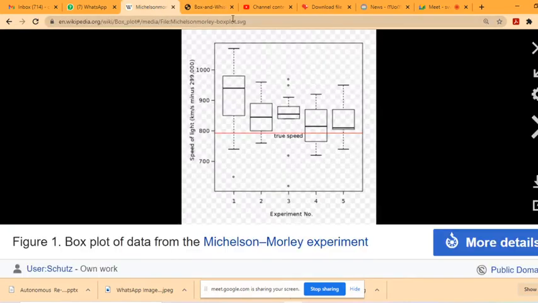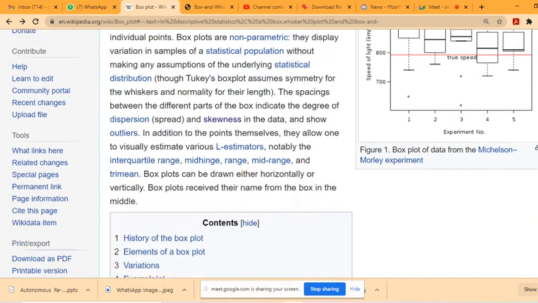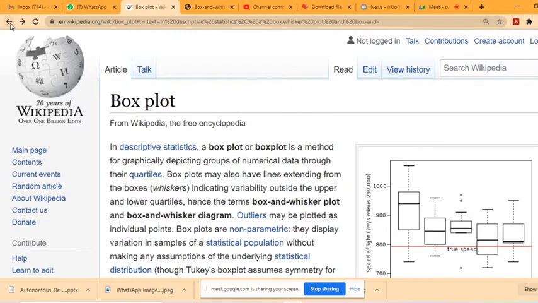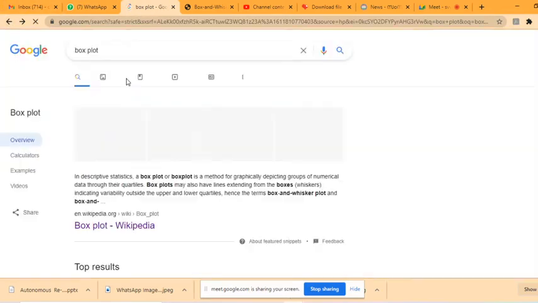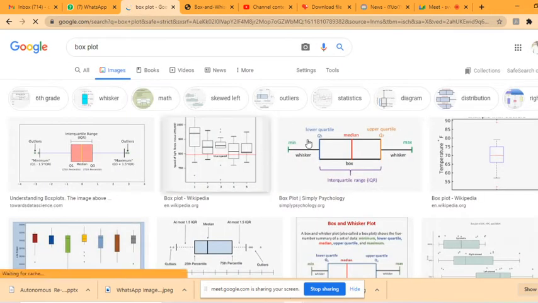And in the Wikipedia figure, I think you can see several box plot figures in Google. Right, these are some box plots.